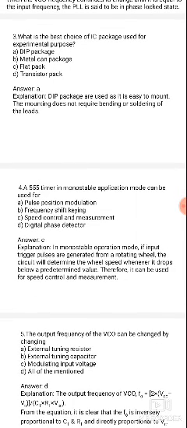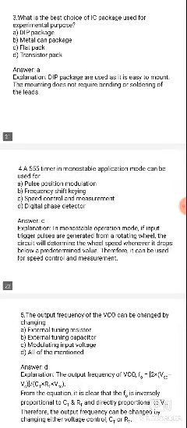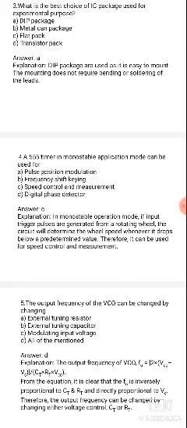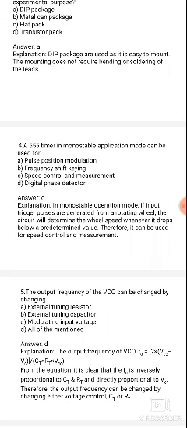Next, a 555 timer in a monostable application mode can be used for which of the following: pulse position modulation, frequency shift keying, speed control measurement, or a digital phase detector. A 555 timer in a monostable application can be used as a speed control measurement.